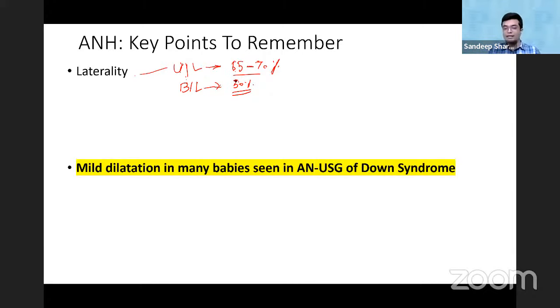Now, mild dilatation in many babies, particularly isolated mild pelvic dilatation, also called pelviectasis, may be seen in the antenatal ultrasound of Down syndrome. The majority of these patients do not have any abnormality postnatally, but if you are asked what is the important common syndromic association of benign mild dilatation of the pelvicalyceal system, the answer will be Down syndrome. It is again a potential MCQ point for your exam.